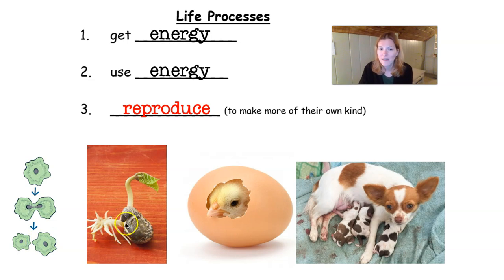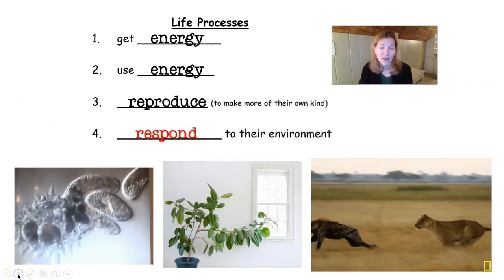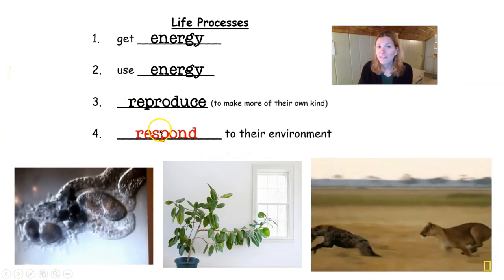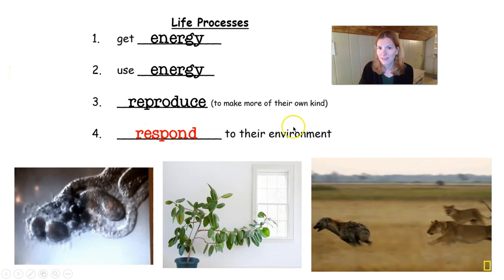So a seed that sprouts into a new plant, a chick that is hatching from an egg, or what mammals do, which is live birth. All of those are different ways that God has given them to be able to reproduce, to make more of their own kind. Another thing that all living things do is they respond to their environment in some way.